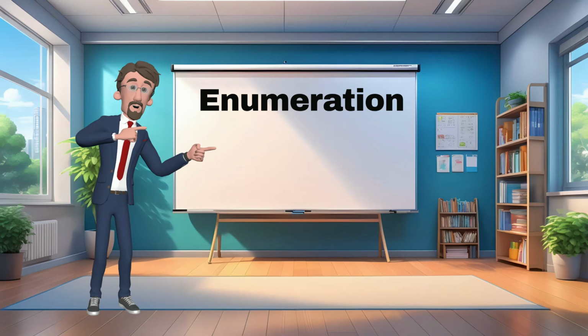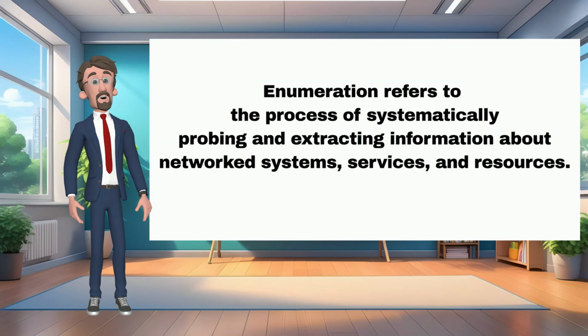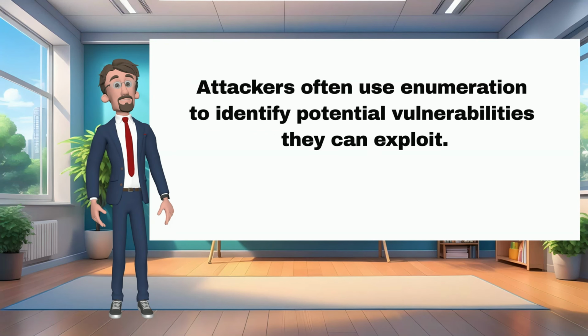Enumeration in cybersecurity is a crucial phase in ethical hacking and penetration testing. It involves systematically probing a target system or network to gather detailed information about its components and operations. This information can then be used to identify vulnerabilities and potential entry points for an attack. Don't worry, I will make it simple.